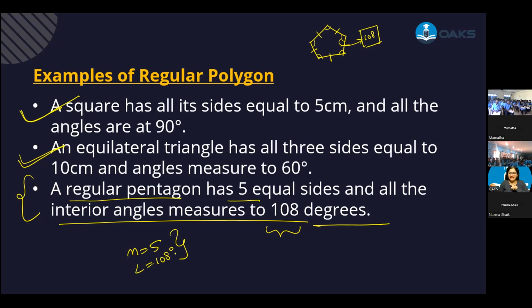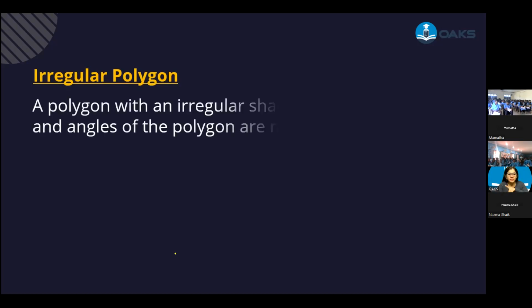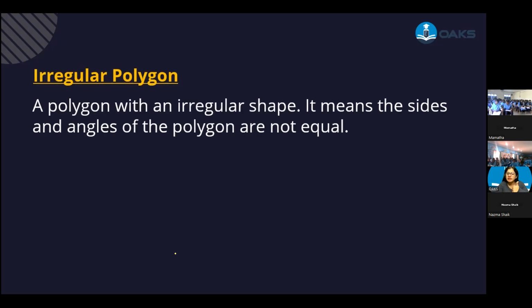Okay. Kindly note from your fellow members, from your neighbors. Now, what are we doing? Irregular polygons. There are lots of examples of irregular polygons. I want to hear them from you. A polygon with an irregular shape. Simple meaning: irregular polygon means irregular shape. It means the sides and the angles of the polygon are not equal, right? Any guesses? Any examples?